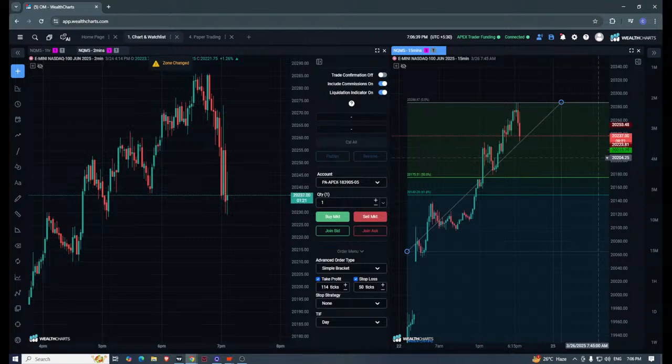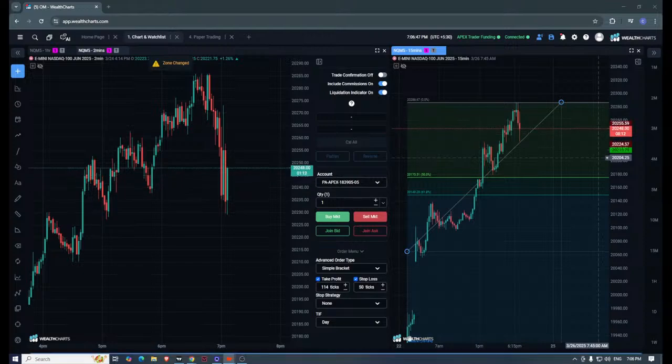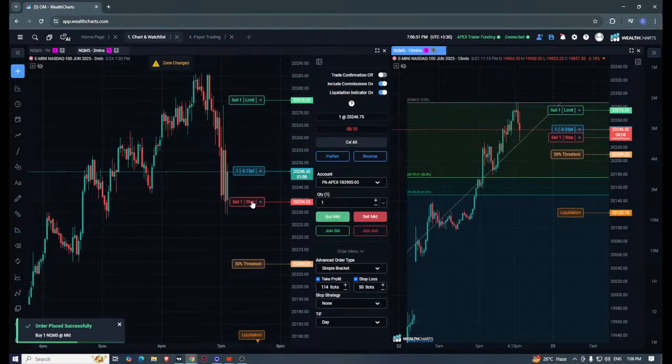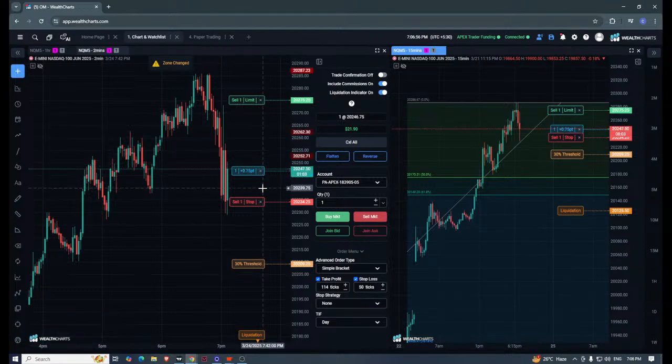It's a good buying zone. Should buy here. Going to buy here. Should have stop loss के साथ. Yep, I'm buying here. Yep. Sell limit is good.